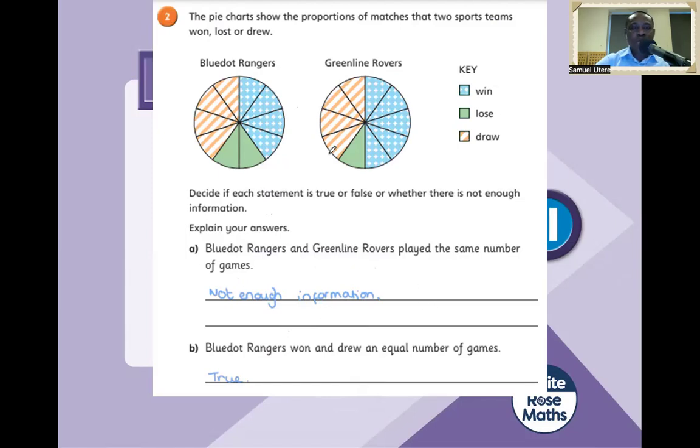Next, you'll ask, Blue Dot Rangers won and drew an equal number of games. Well, we can make a decision on that because we can see that the pie chart, all right, so Blue Dot Rangers, we can see it here, won and drew an equal number of games. So we can see winning is blue and lose and their draw is this. So we have 1, 2, 3, 4, 1, 2, 3, 4. So we can answer that is true.